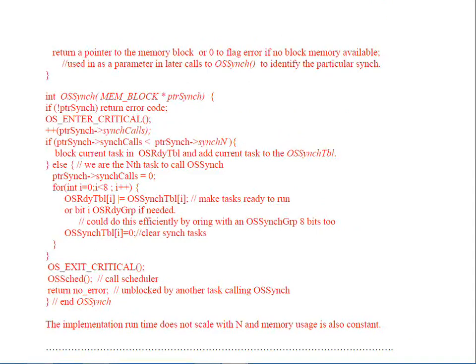If it's less than n, you just return by issuing a scheduler call. So you block the current task, and at the end you call the scheduler. If you have reached n, then you of course zero the number of current calls, and then you go through and make tasks ready to run. That's just through the ready table structure. You've got a list of priorities that are blocked, so you make them ready to run in the ready table. You just do the corresponding bits.